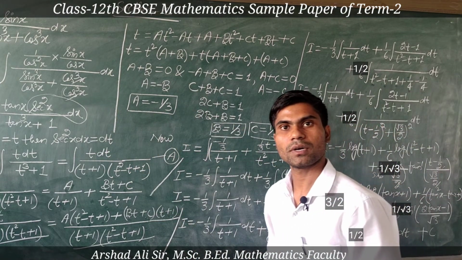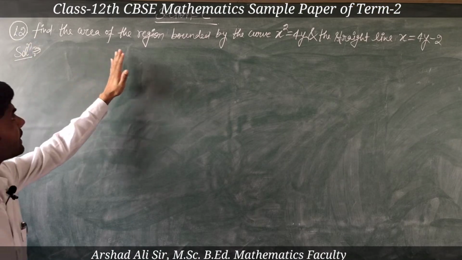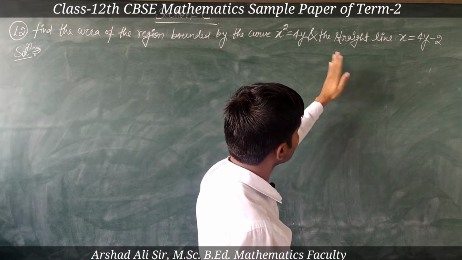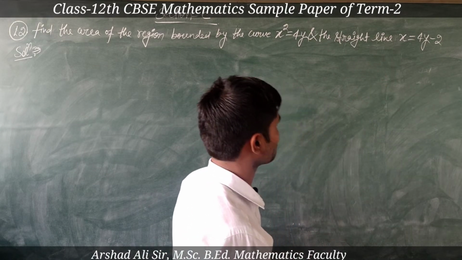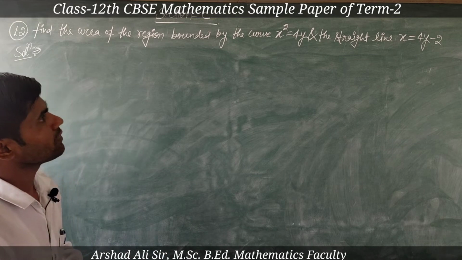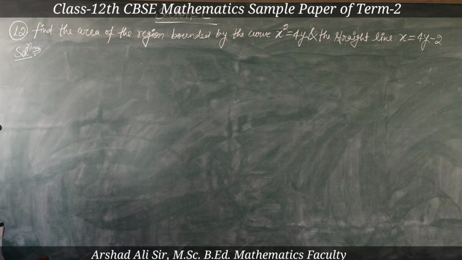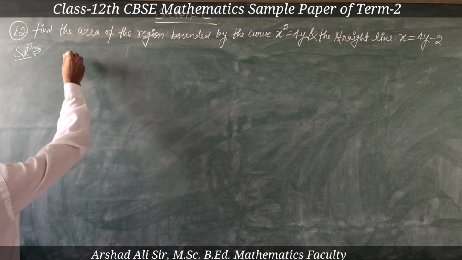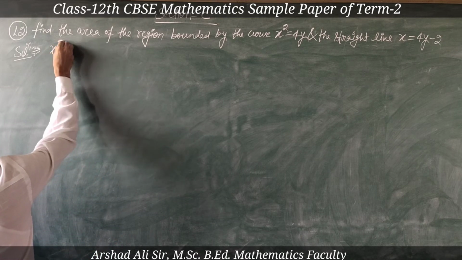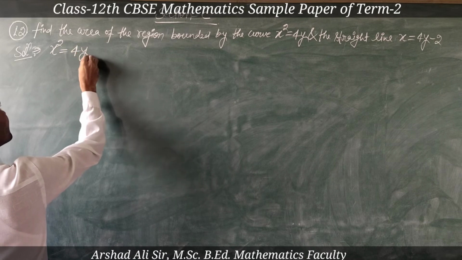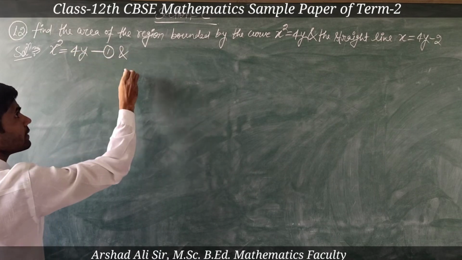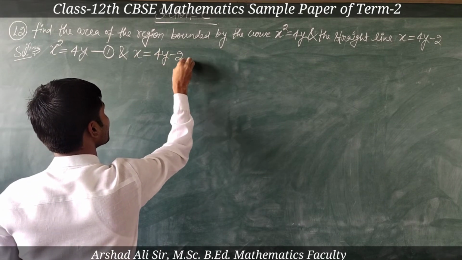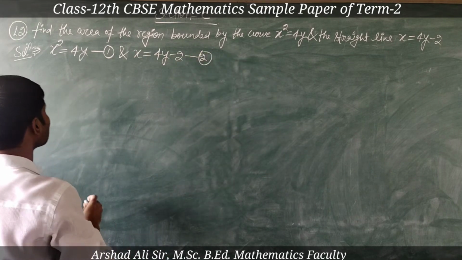Now we start question number 12. Find the area of the region bounded by the curve x square equal to 4y and the straight line x is equal to 4y minus 2. Okay, first of all we will have to find the points of intersection where the parabola and line will intersect. So x square is equal to 4y, we can let it be equation number 1, and x is equal to 4y minus 2, it is equation number 2.